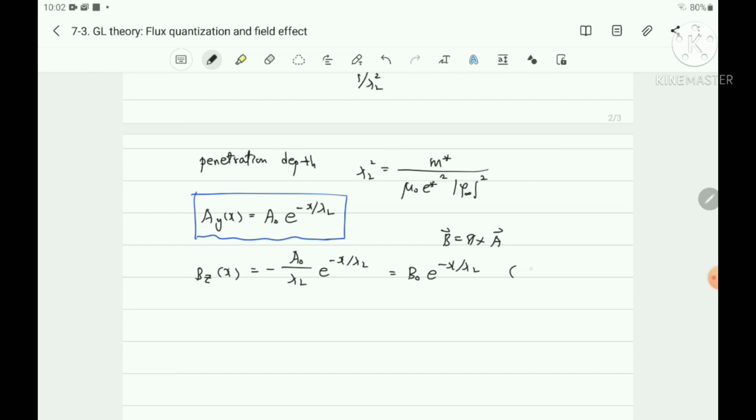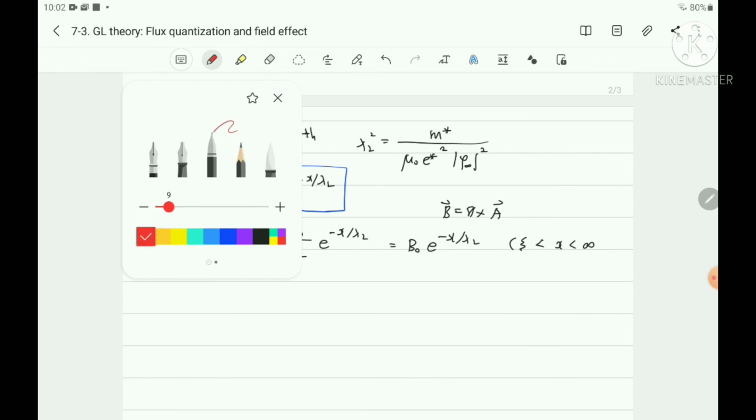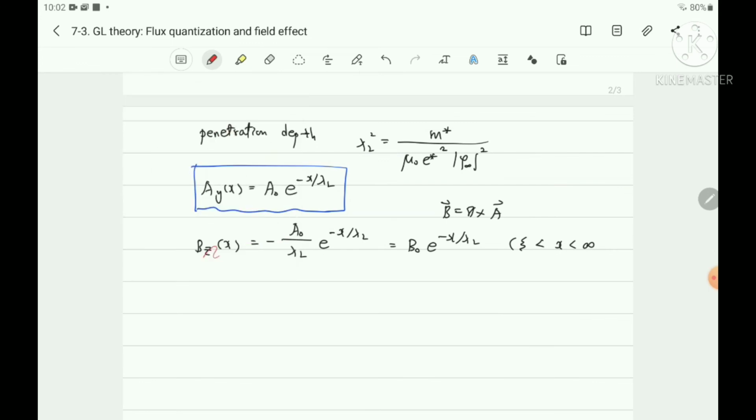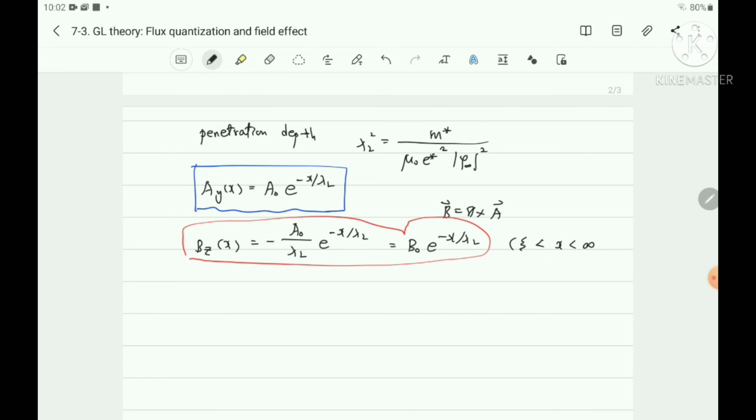And here x is lower than infinity and larger than the coherence length. Therefore, the magnetic vector potential and the magnetic field in the y direction also show an exponential decrease at the surface, and it is natural. And also we can think about that.